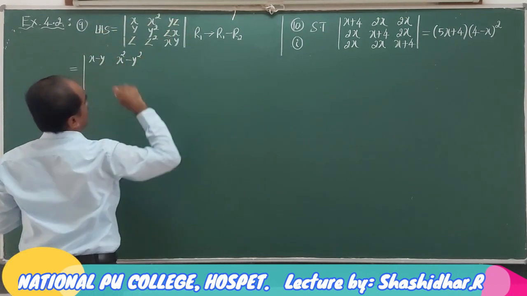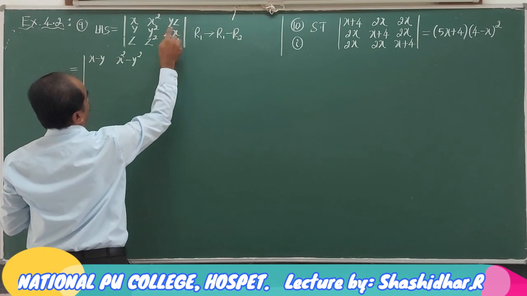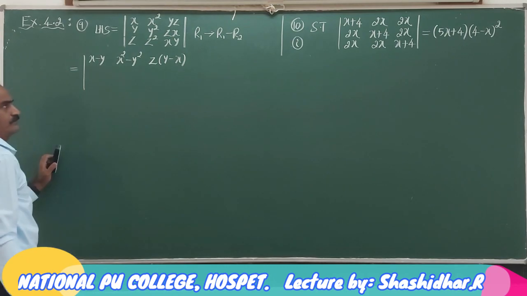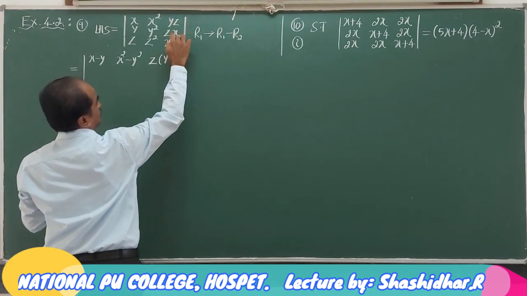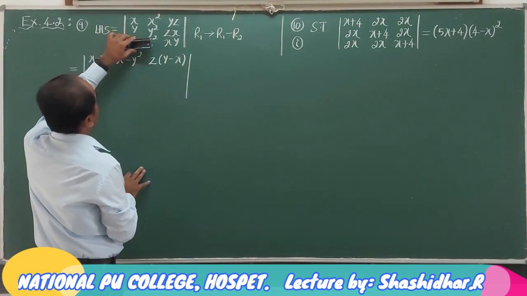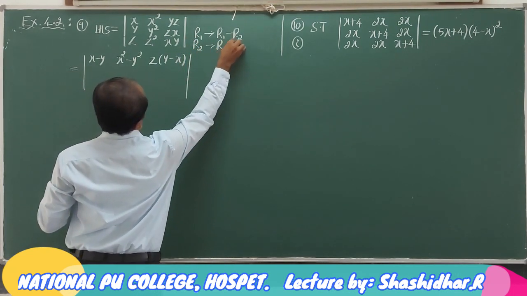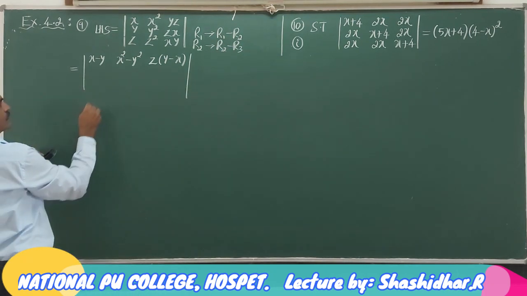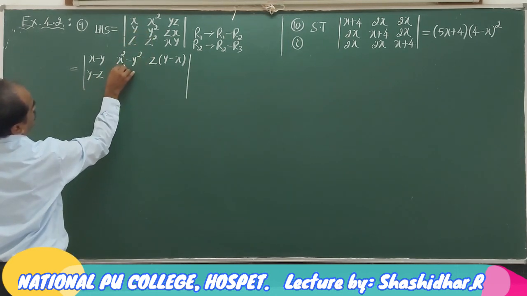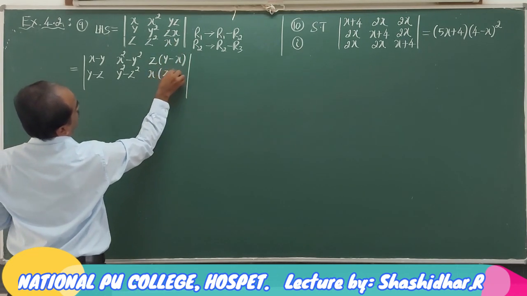This is YZ minus ZX. What is common here? Z is common. You will get Y minus X. Now, if you subtract R3 from R2, that is R2 changes to R2 minus R3, what are the second row elements now? Y minus Z, Y square minus Z square. ZX minus XY, X is common, you will get Z minus Y.